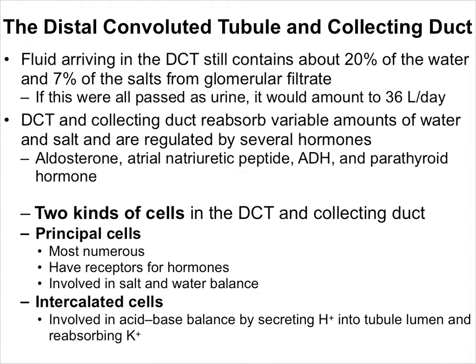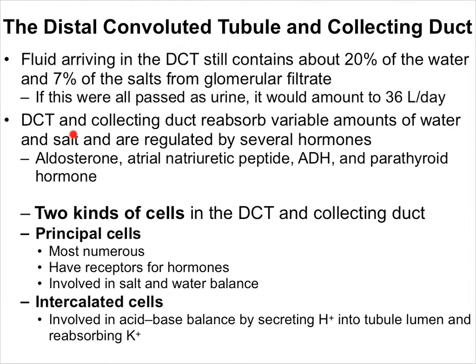If you peed out all of this, you'd be peeing out about 36 liters of water per day. Now that's a lot less than the 200 liters that you filtered in the filtrate, but if you peed out 36 liters of water per day, you'd be dead in a day or less. You don't have 36 liters of water to get rid of. So we're going to take that 36 liters down to like 1 or 2 in the distal convoluted tubules and the collecting ducts.